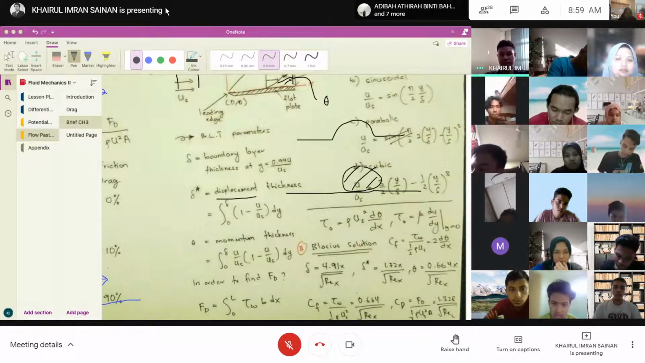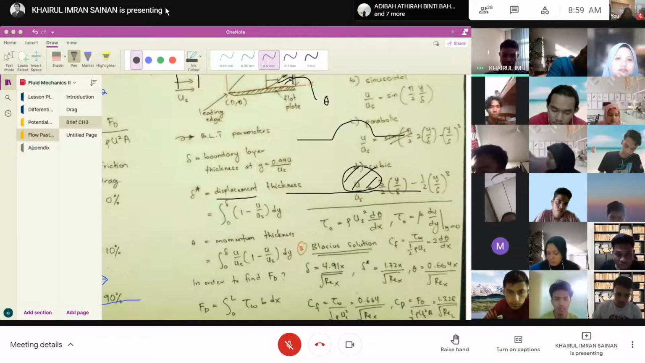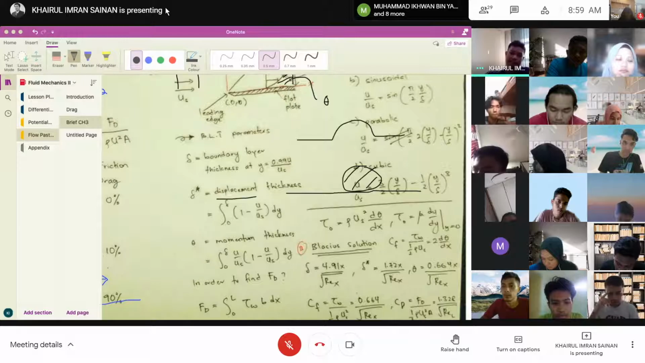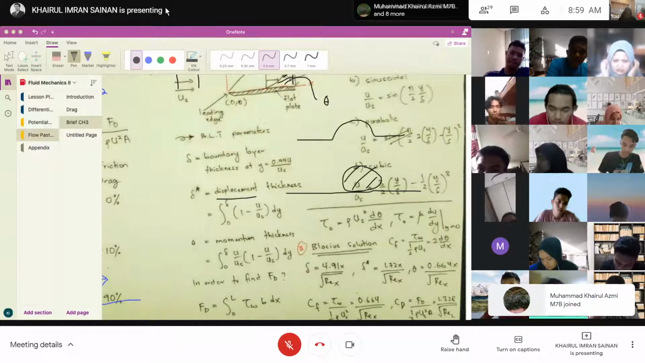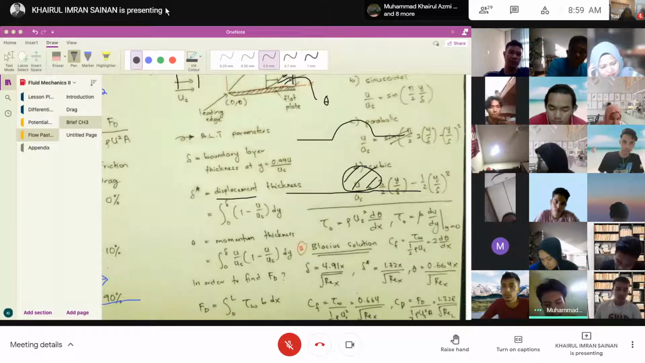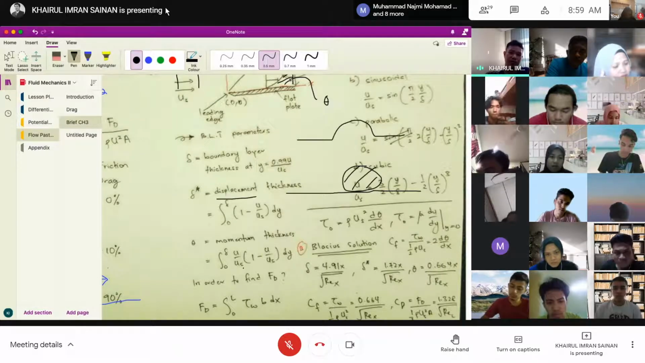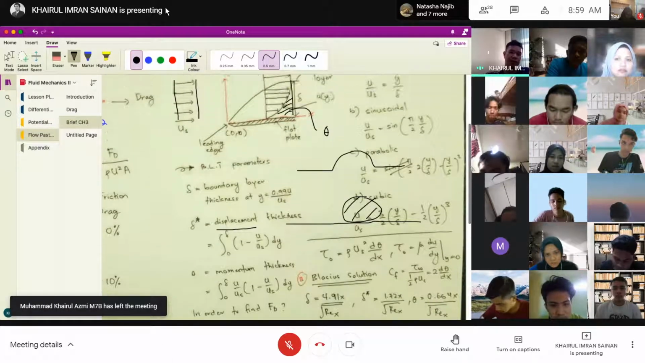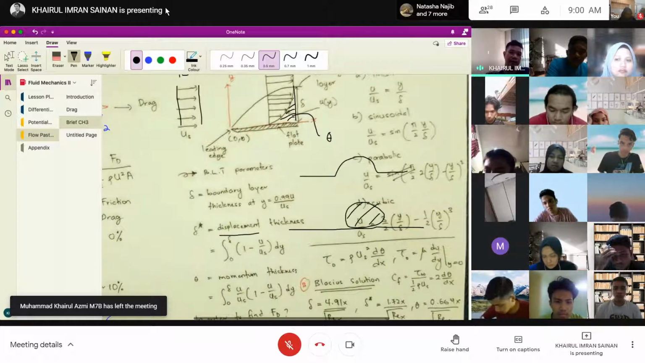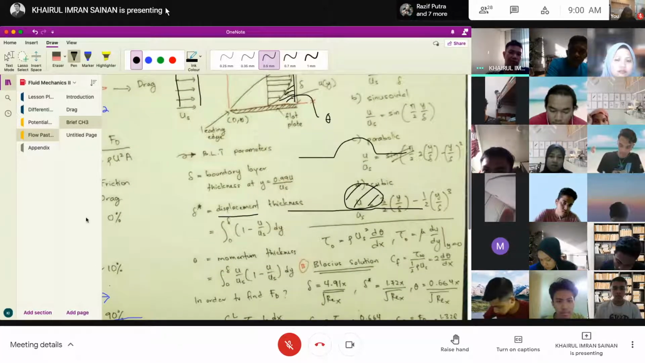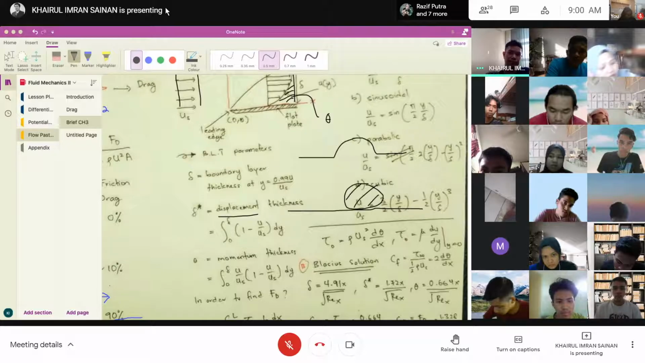Any question? Muhammad? Sir, momentum thickness, is it the loss of momentum? Yes, that region is the loss of momentum. Even if you see the equation, it's calculated from the area underneath the profile. Loss of momentum. Any question from you?